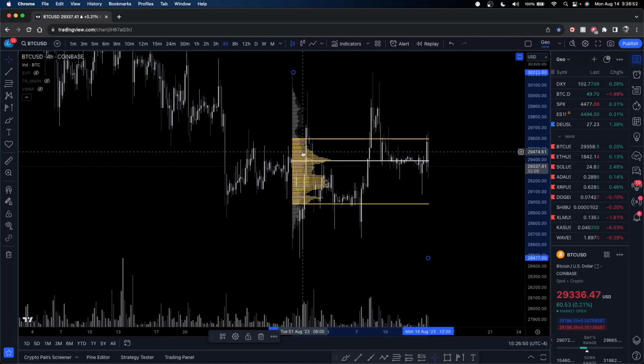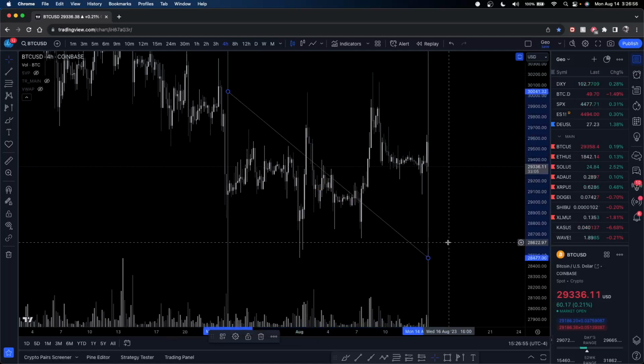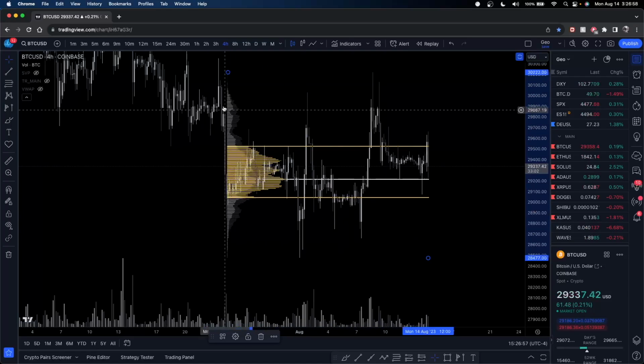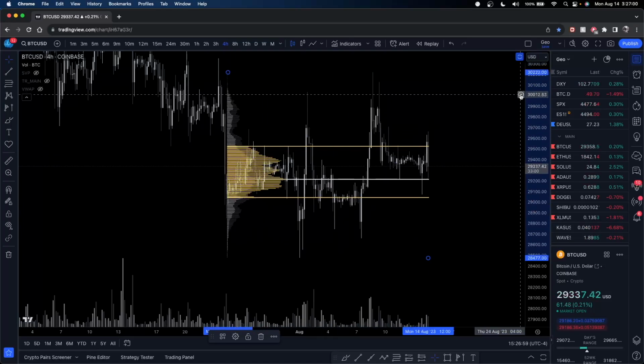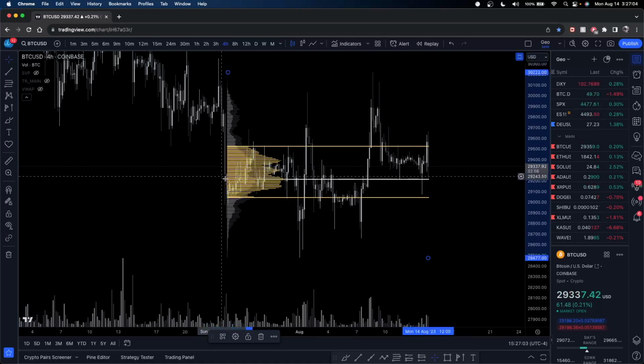Okay. So this is our fixed range profile. And this is what you use to analyze volume within a certain range, or if you're using the VPVR, your range would be considered your entire screen.